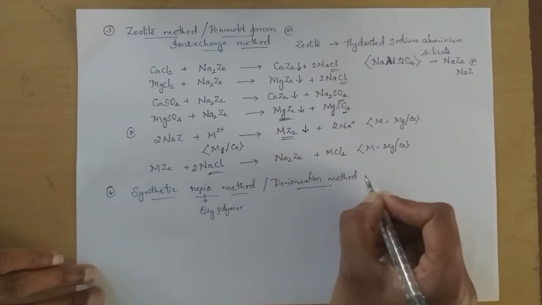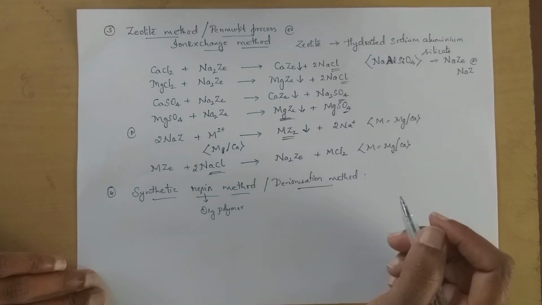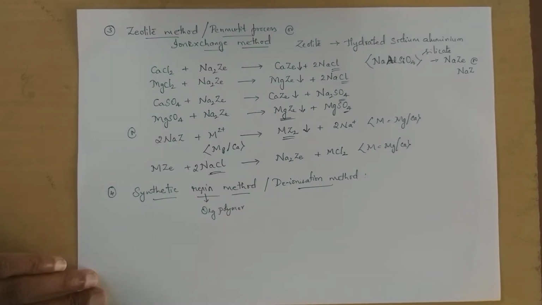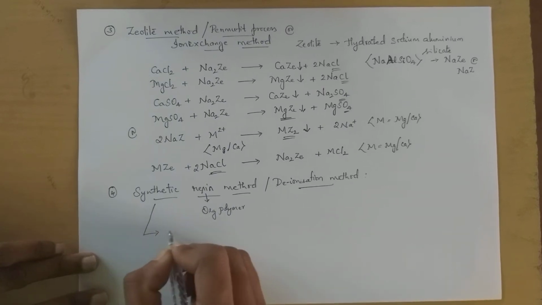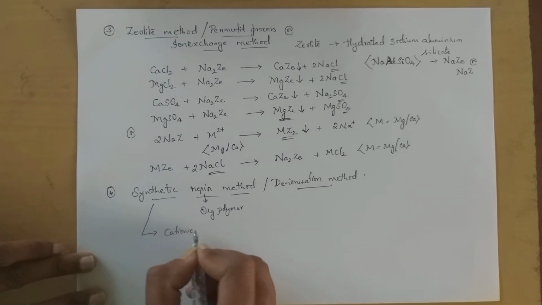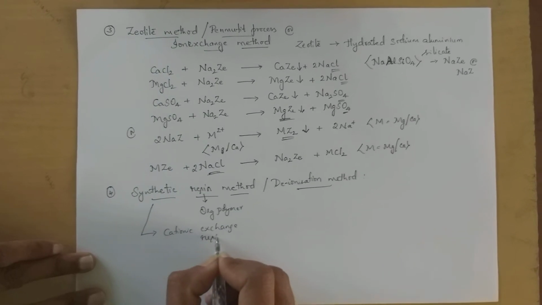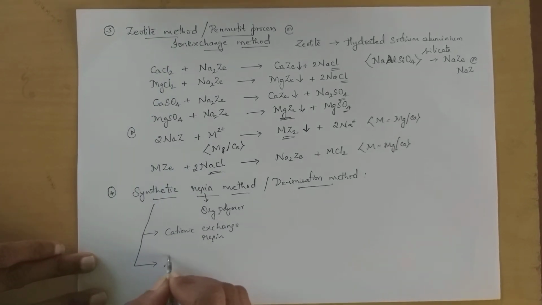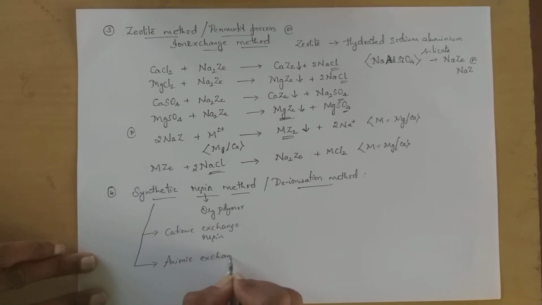Here we have two components, cation exchange resin and anion exchange resin. Basically resins are organic polymers, and particularly they contain cations and anions. Hence we have two types, cationic exchange resin and anionic exchange resin. The name itself suggests that they exchange cations and anions.